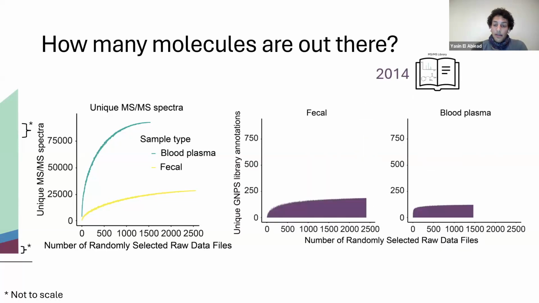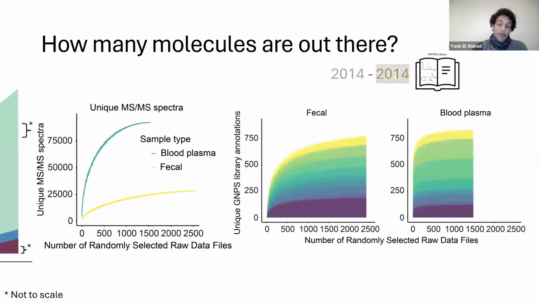And then once you add more and more years, you can really see how in every consecutive year, as we got more and more analytical standards into our library, we grew the number of annotations more and more. So you can see that it didn't really slow down the speed of discovery here. And every year we are discovering new molecules, even in these very well-known sample types, especially blood plasma, which I think is a very commonly analyzed sample type.